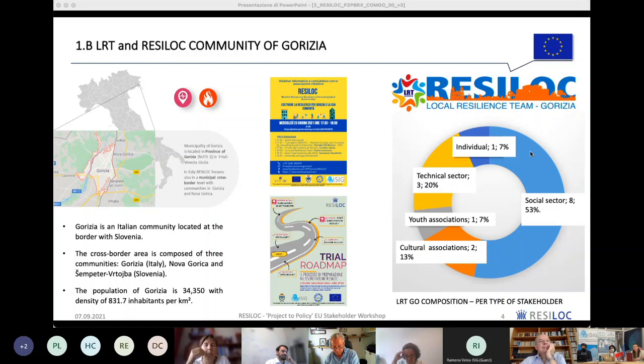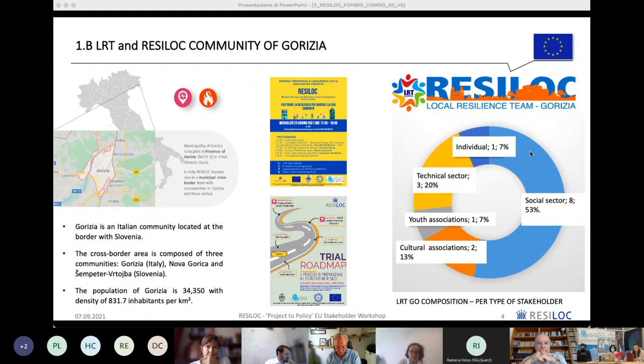So the RESILOC team of Gorizia, which is composed of the municipality and ISIG, in the past months has identified the stakeholders that could possibly be targeted by the project. We then organized some individual meetings with some of them to get to know them better and to understand how their competences and know-how could be useful to the project, and vice versa, how the project could be useful to them as well.